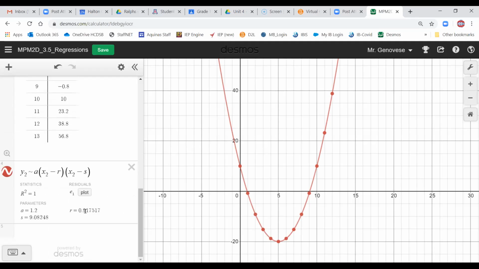And the R value is something you don't really need. We're going to round this to about 1, and we'll round this to about 9. So we can actually just put in a 1 if you wish. So we got A is 1.2, and one of the zeros is 1, and the other one is 9. So we'll switch back to the other screen and complete the equation, having 1.2, 1, and 9.